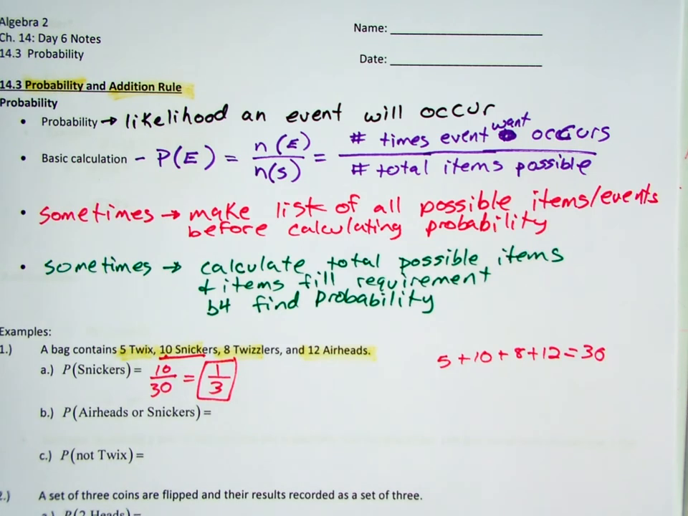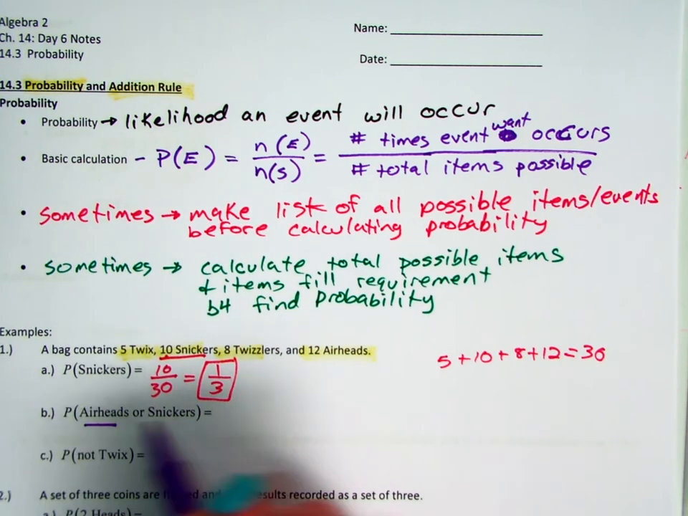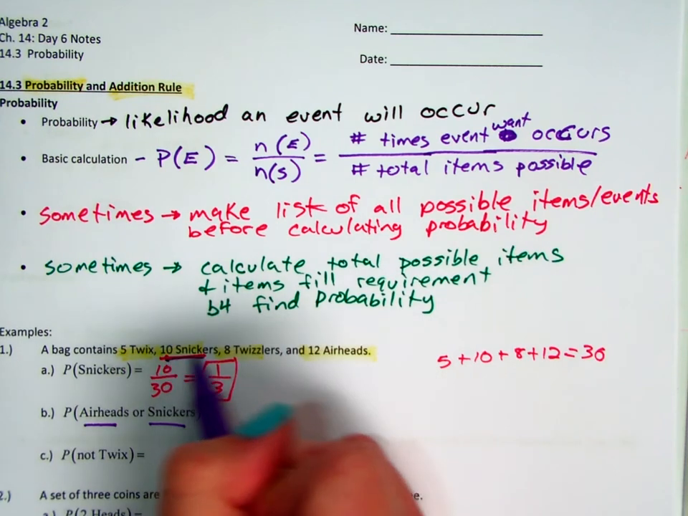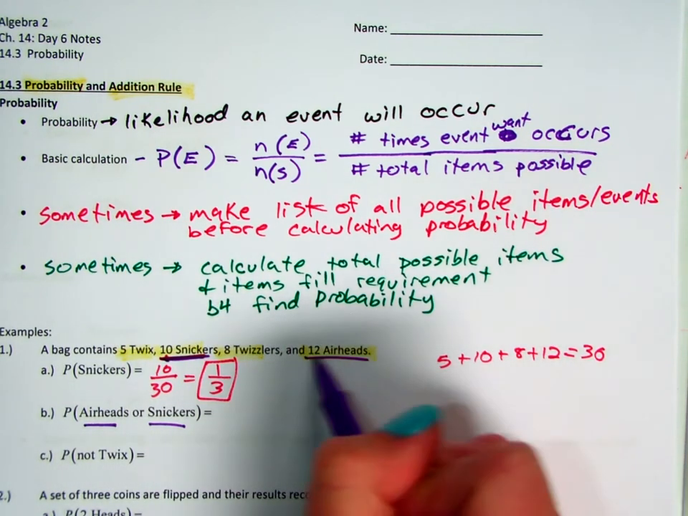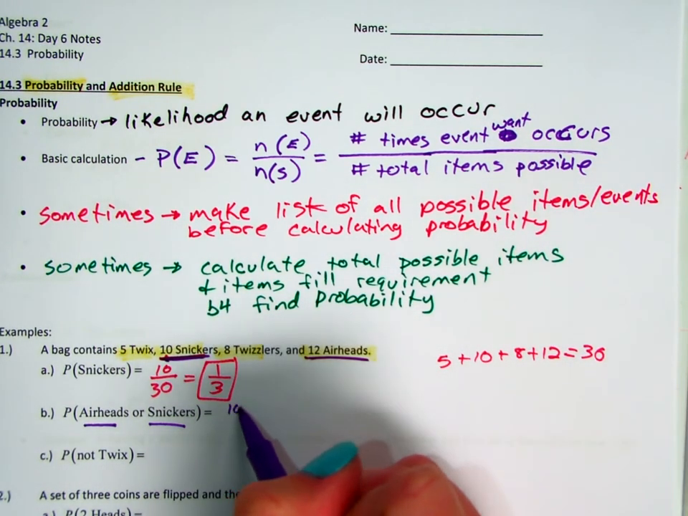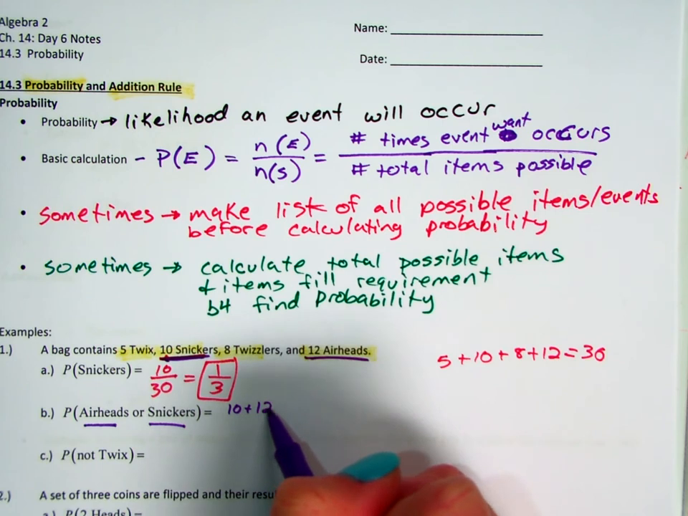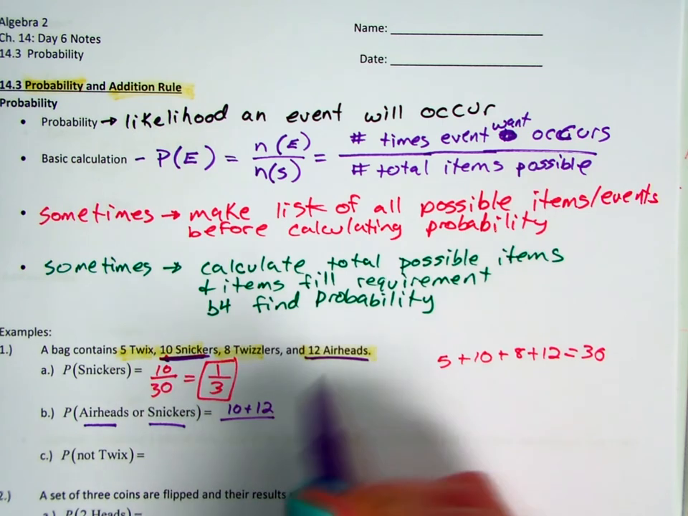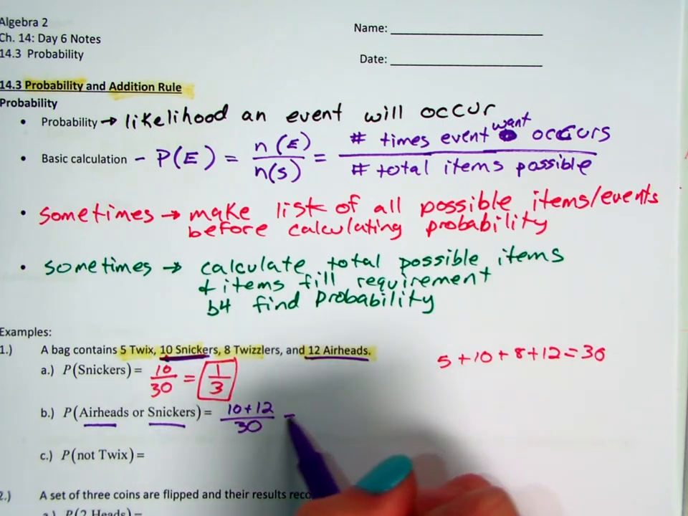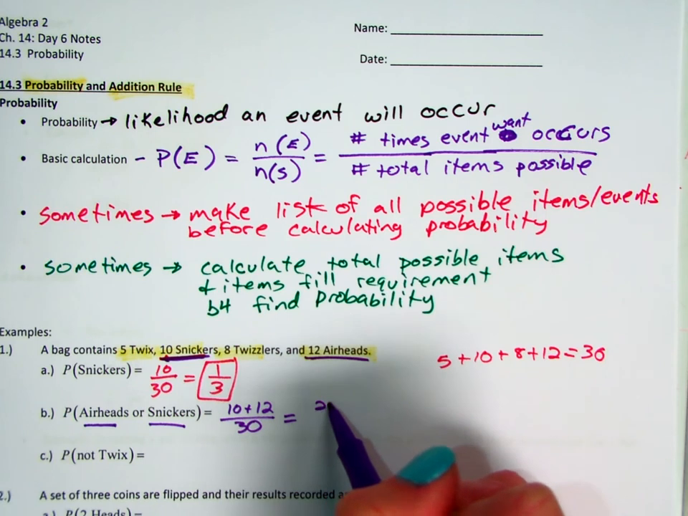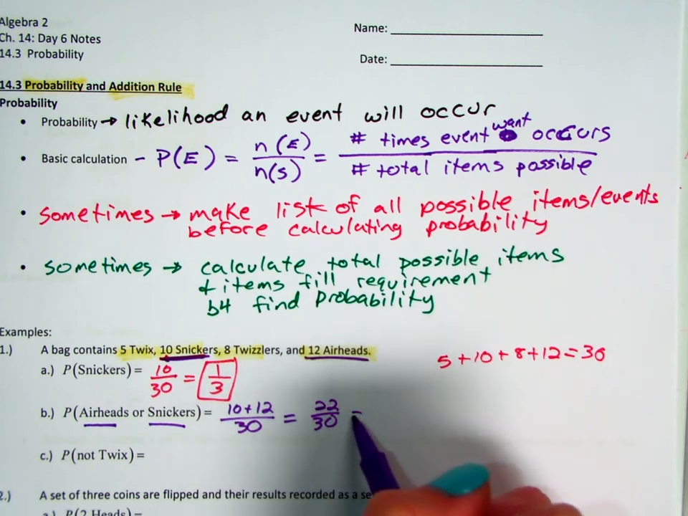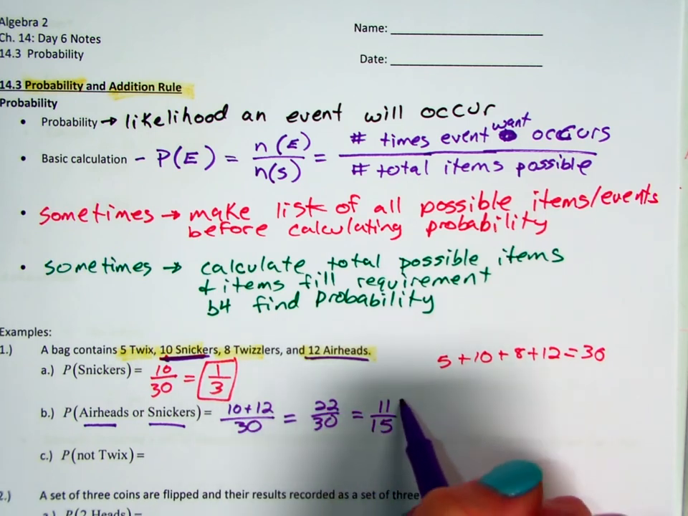Okay? So the second probability says I want Airheads or a Snickers. So that means Snickers are something that I want. Airheads are something that I want. So I want Snickers, which is 10 options to get what I want, and Airheads, which are 12 options to get what I want, out of 30 options total. So then that would give me 22 out of 30, which reduces to 11/15.